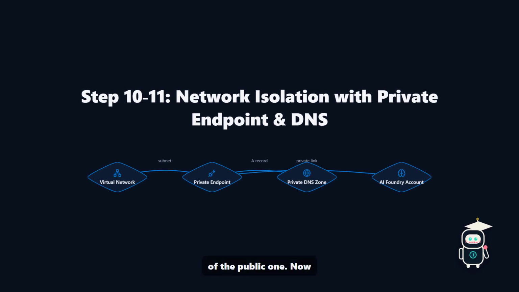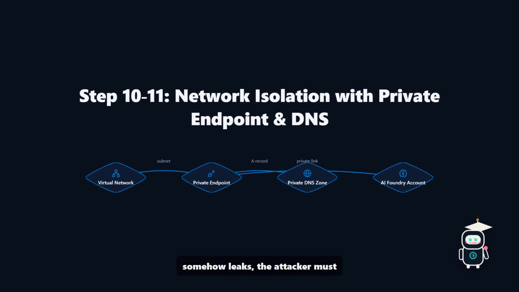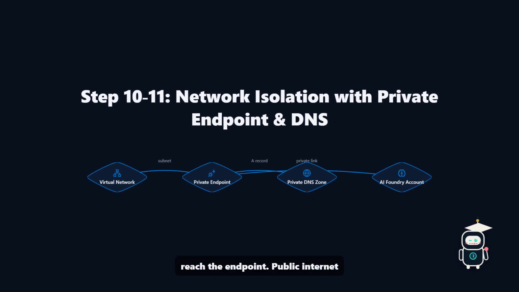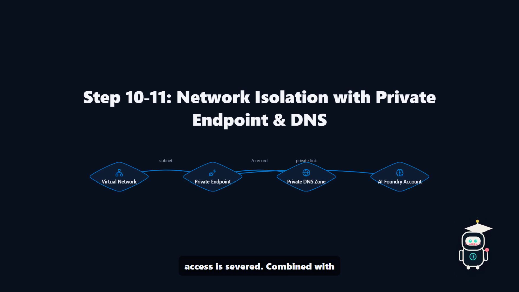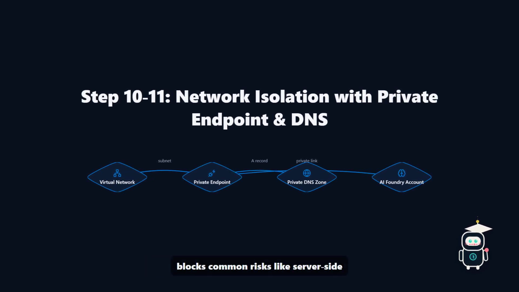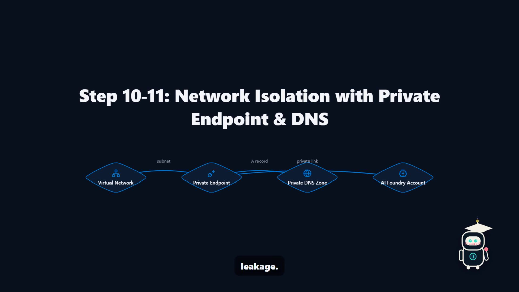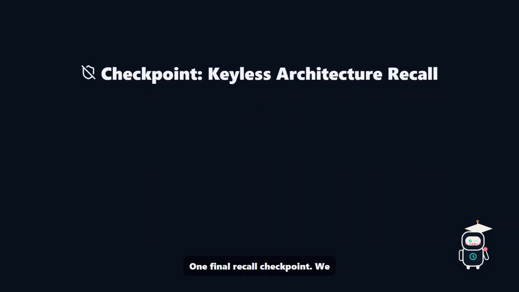Now, even if a bearer token somehow leaks, the attacker must be inside your VNet to reach the endpoint. Public internet access is severed. Combined with managed identity, you've built a credential-free, network-isolated AI service that blocks common risks like server-side request forgery and unintended key leakage.